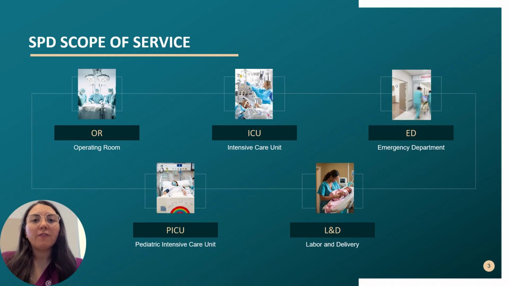Depending on the healthcare facility, the sterile processing department may provide services only for the operating room. However, in other facilities, the sterile processing department may be responsible for providing sterile instruments to multiple departments, such as the intensive care unit, the emergency department, the pediatric intensive care unit, and labor and delivery.